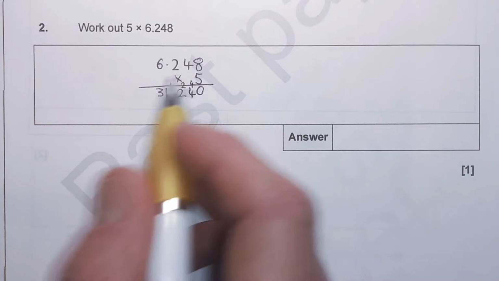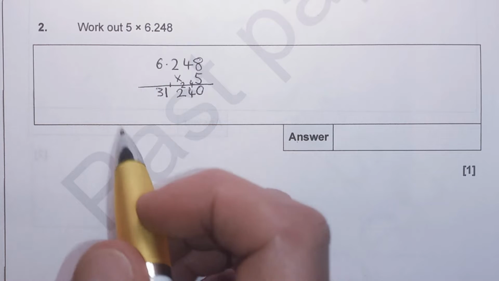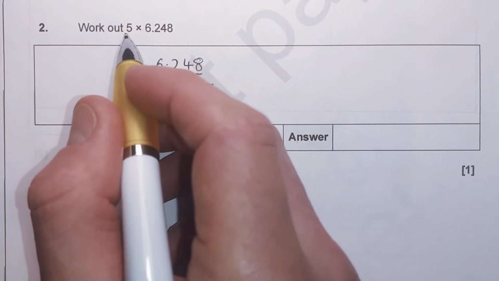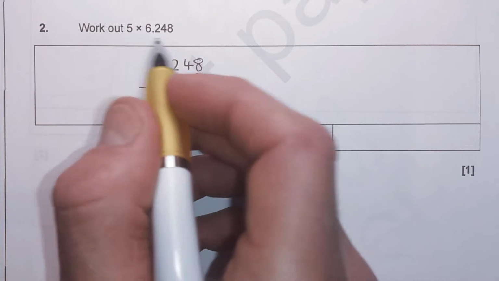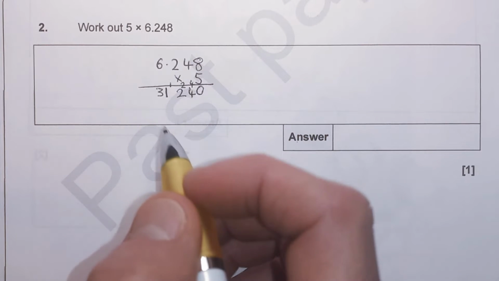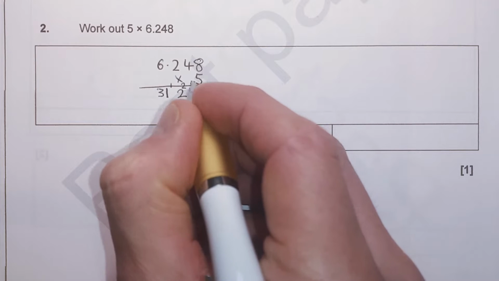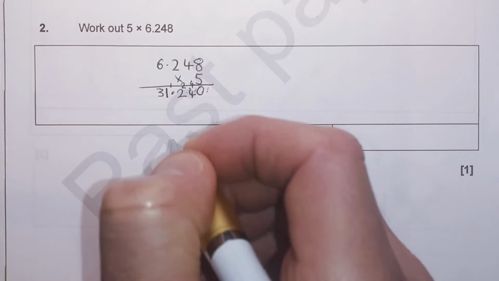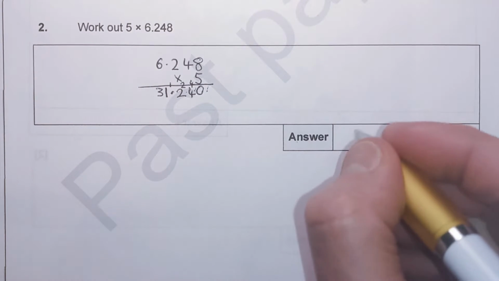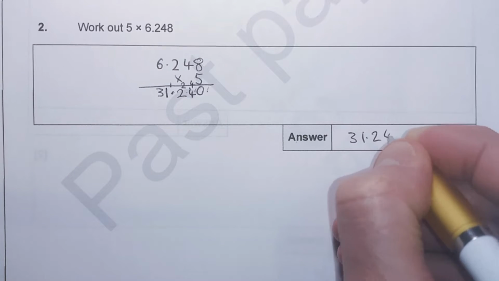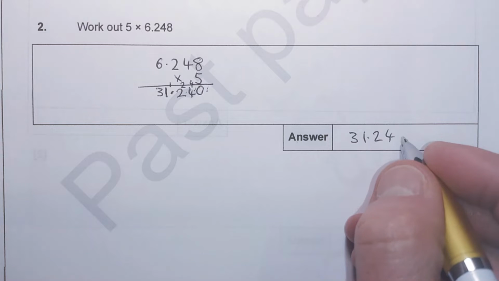And then when you get to your final answer, say, well, how many decimal places did we have in the question to start with? Well, we've got no decimal places here. We've just got a whole number. And we've got 1, 2, 3 decimal places here. So starting at the end, we go in 1, 2, 3, and we would put it in there. Okay, so we get an answer of 31.24. We don't need to include the 0 because it's at the end.